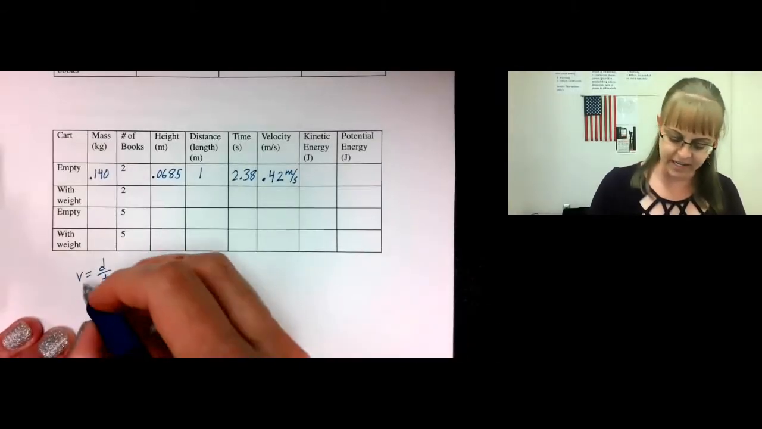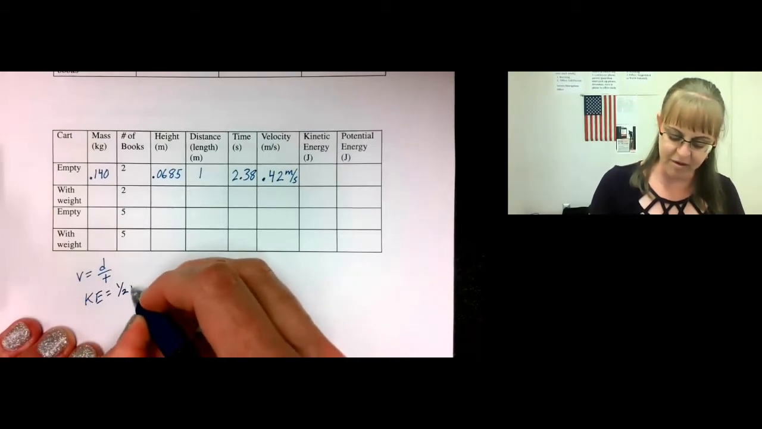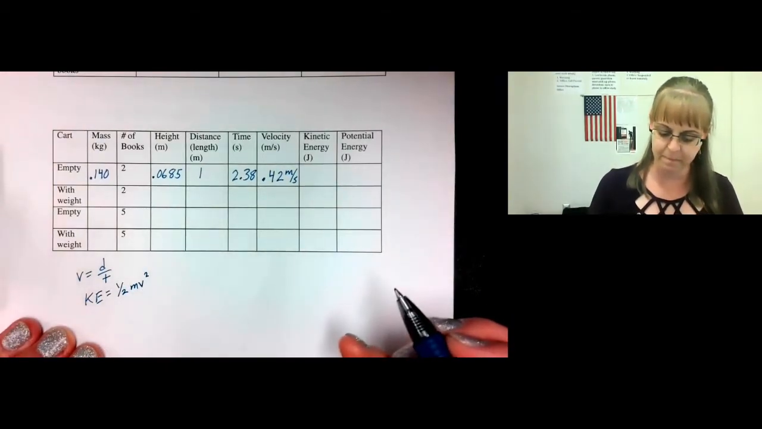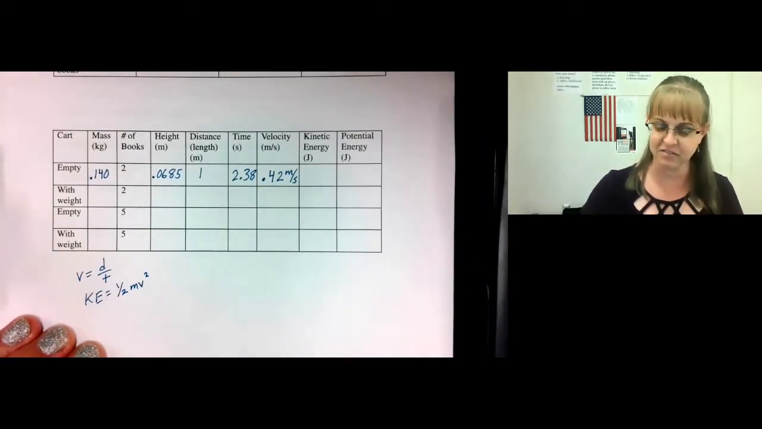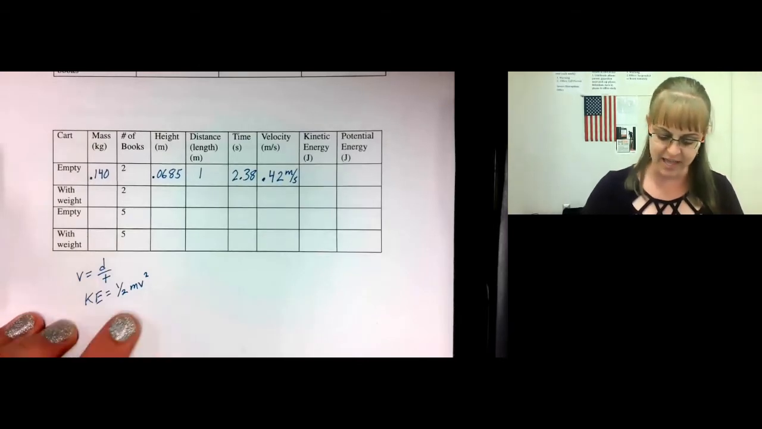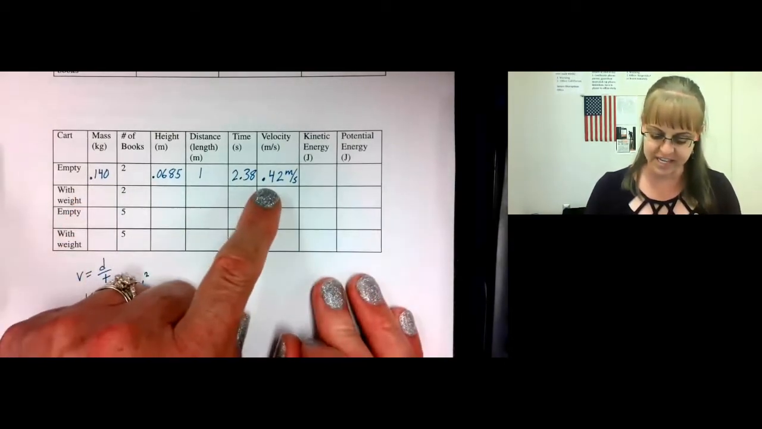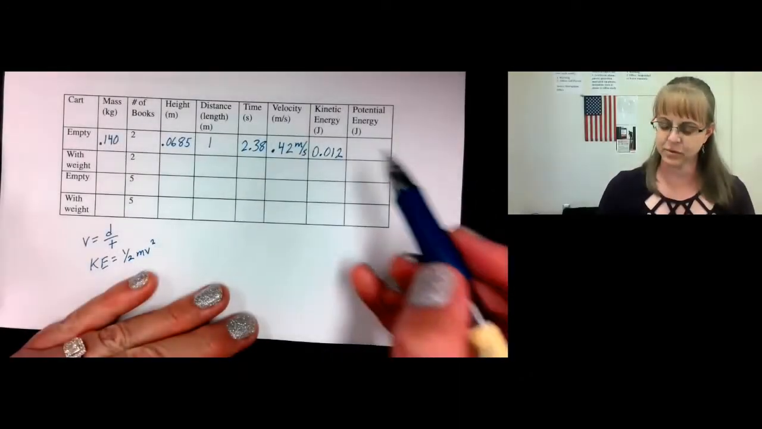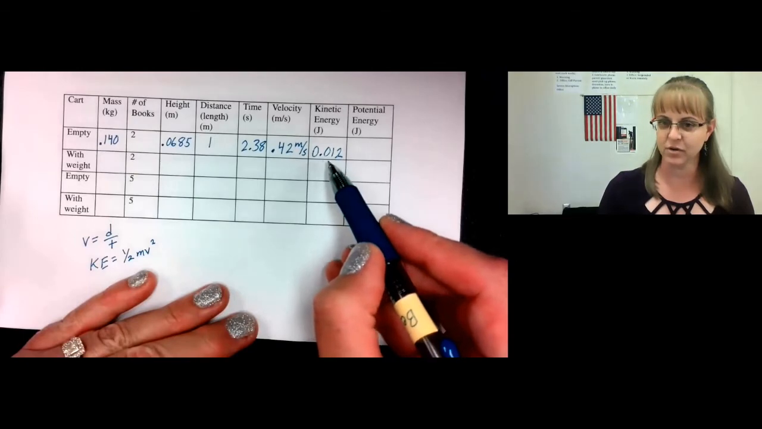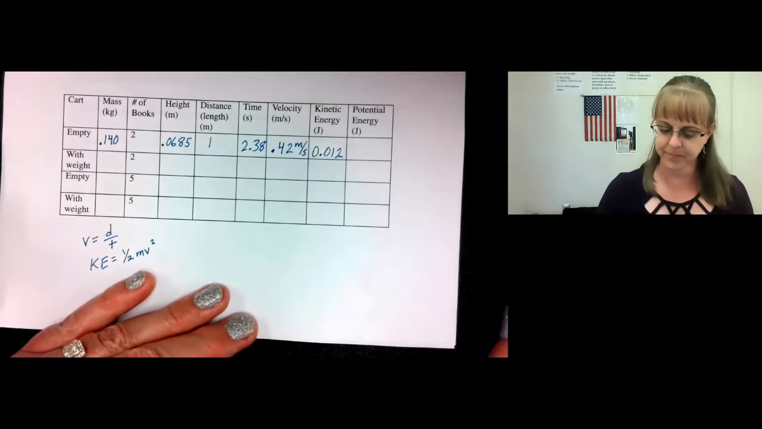When we calculate kinetic energy, you can look on your reference table, and kinetic energy is 1/2 mv squared. So on your calculator, type 0.5 for a half times your mass, 0.140, times your velocity, 0.42 squared. And this will give you a kinetic energy of 0.012 joules. I would keep at least 3 decimal places.